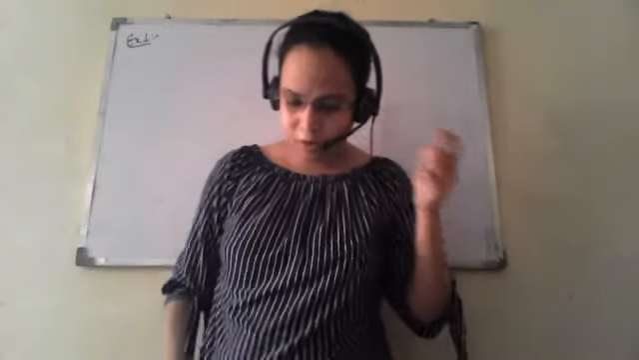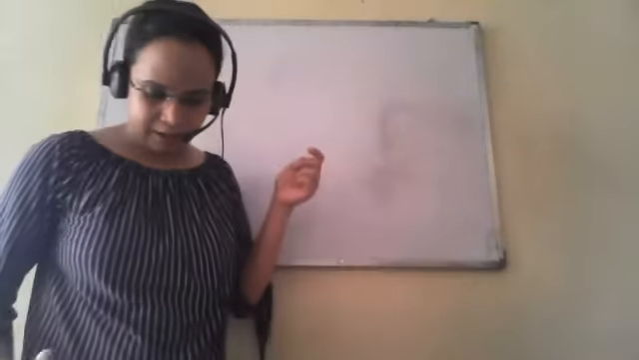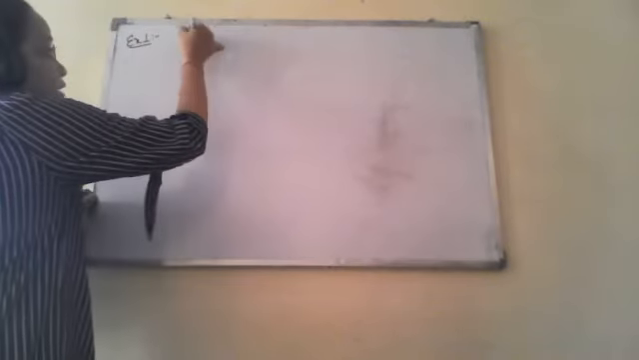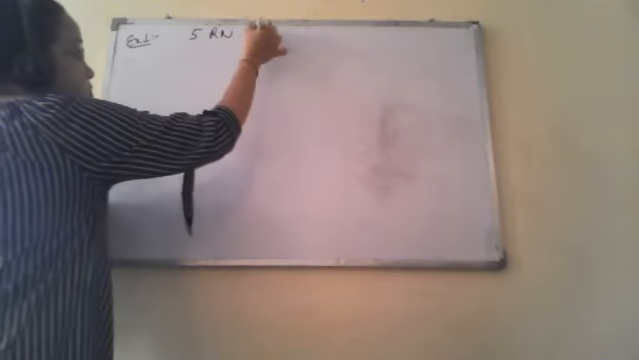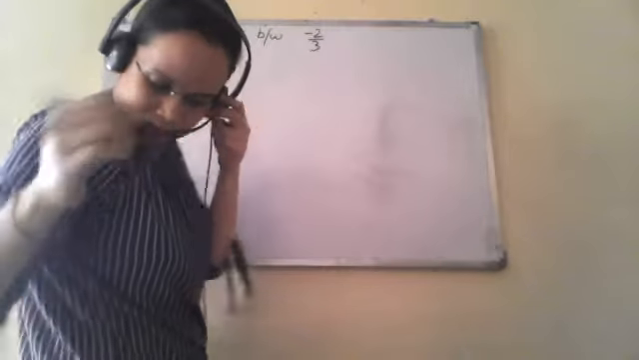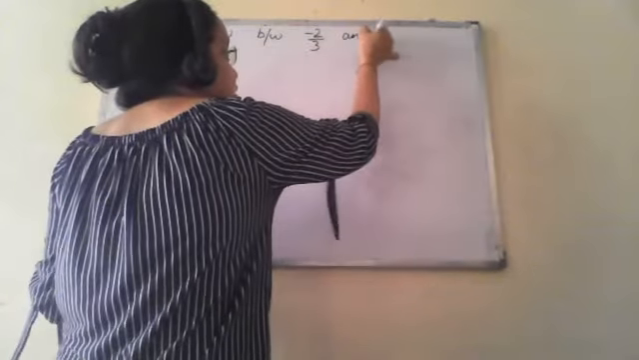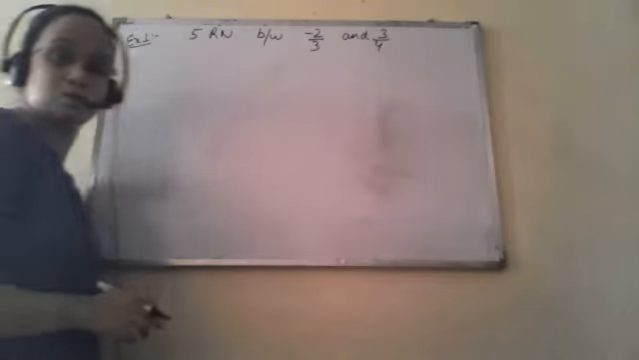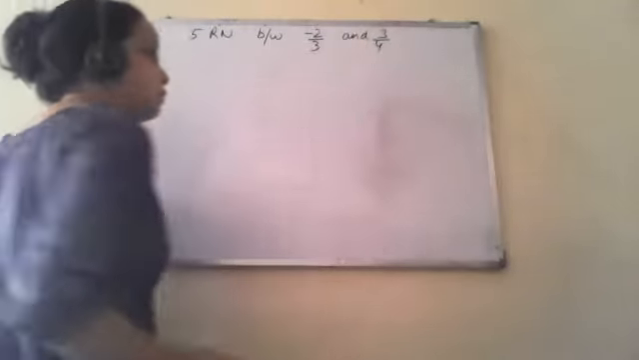Now we will find rational numbers between some negative numbers. So we will find 5 rational numbers between minus 2 upon 3 and 3 upon 4. Okay, so we have to find 5 rational numbers between minus 2 upon 3 and 3 upon 4.